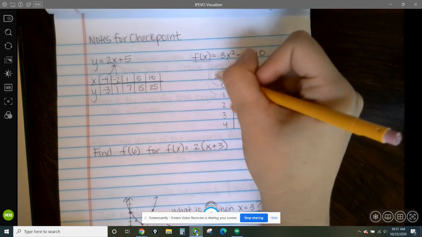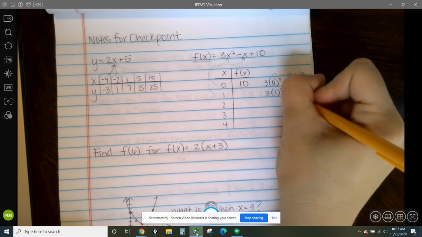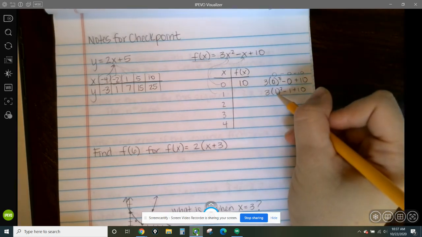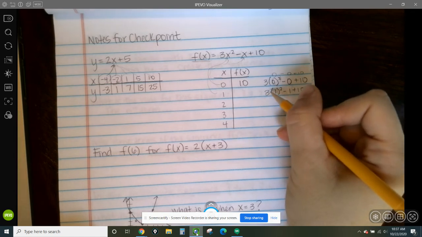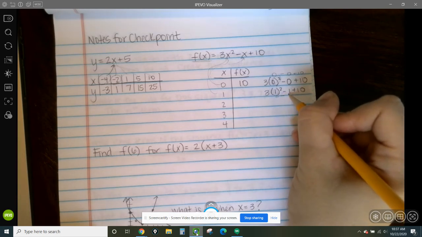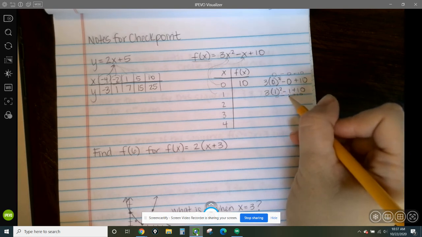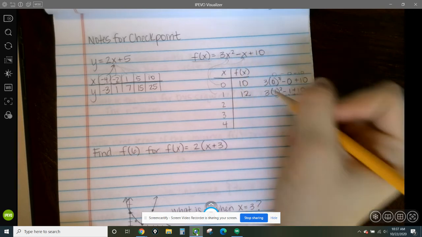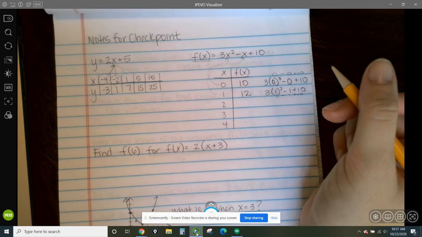Okay, if I plug in 1, remember I'm plugging it into both places, and I always write these down. I encourage you to write things down. You don't need to keep it all in your head. So if I do exponents first, 1 squared is 1. So 3 times 1 is 3. So I'm looking at 3 minus 1 plus 10. So 3 minus 1 is 2. 2 plus 10 is 12. Make sure you're following order of operations here and you're going from left to right after you do those exponents.